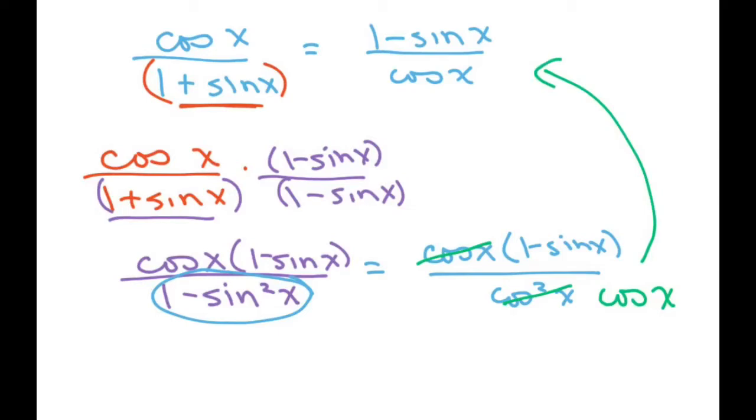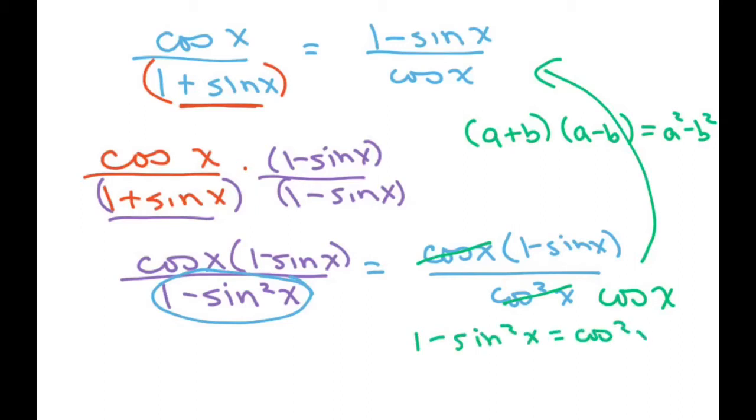I just want to make sure you know what the conjugate basically is. If this is your binomial, a plus b, then the conjugate is a minus b. And the reason that's useful is because then you can write it as a squared minus b squared, which helps us with the fact that 1 minus sine squared of x equals cosine squared of x, or 1 minus cosine squared of x equals sine squared of x.